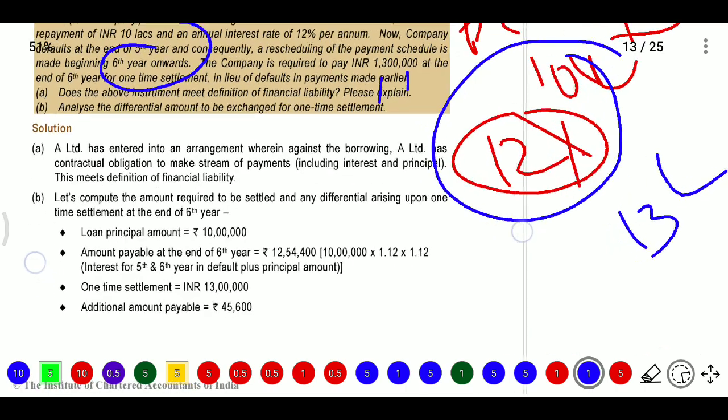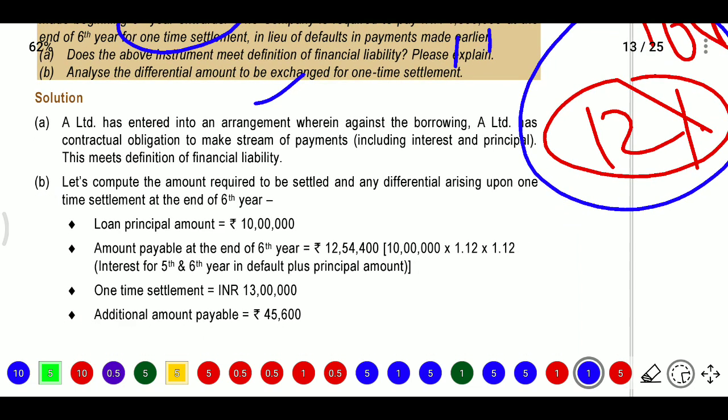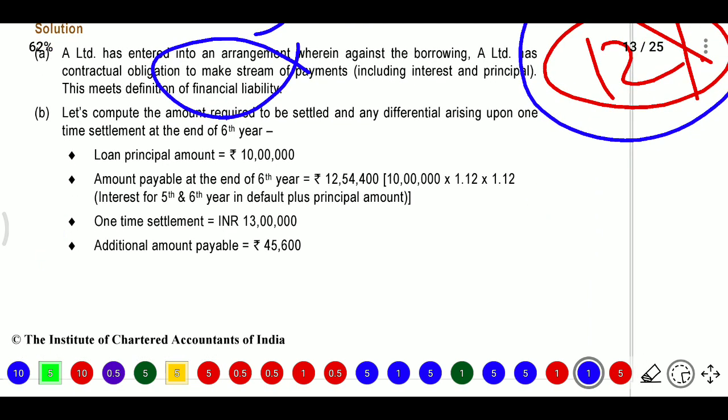And here firstly A Limited has one arrangement. So firstly, the instrument meets the definition of financial liability. For financial liability, A Limited has one contractual obligation because they need to pay the payment, which may include principal plus interest, so it will meet the financial liability. Whenever you need to pay some cash, it will become a financial liability. Now compute the amount required to be settled and any differential arising at the time of settlement.